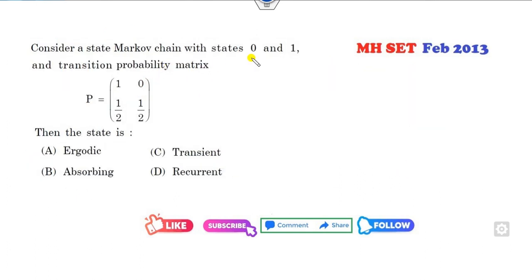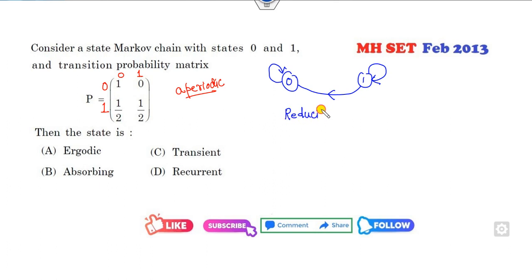Okay, consider the Markov chain. This is 0, this is 1, this is 0, this is 1. So again the diagonals are non-zero, so that means this is aperiodic. Fine. Now you can draw the diagram: 0, 1, 0 to 0, 0 to 1 no, 1 to 0, and 1 to 1. So is it possible to start from 0 and reach 1? No. That means this is a reducible Markov chain.